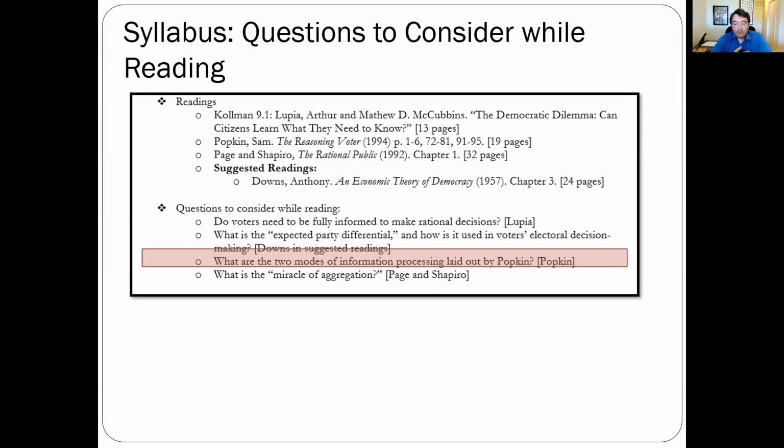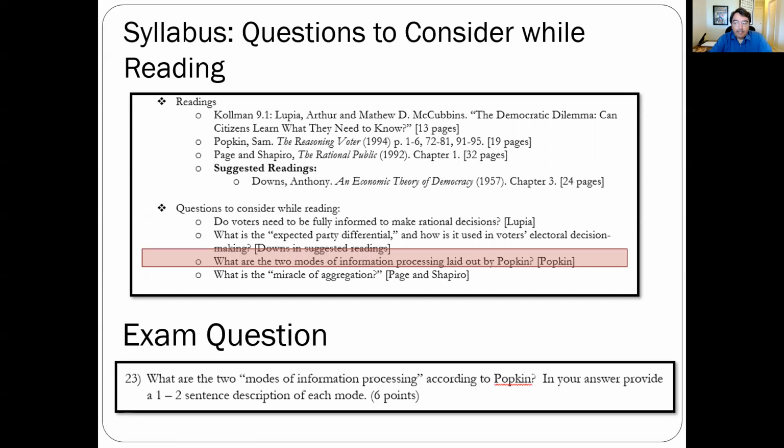And so these readings and questions to consider while reading are not random. They're meant to focus you on the topics that are really important. So, for example, if I were to consider what are the two modes of information processing laid out by Popkin, this may be something that we see later on the exam.